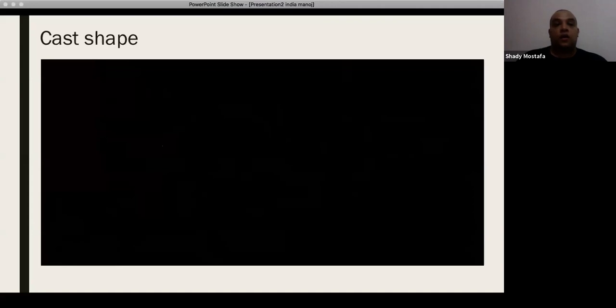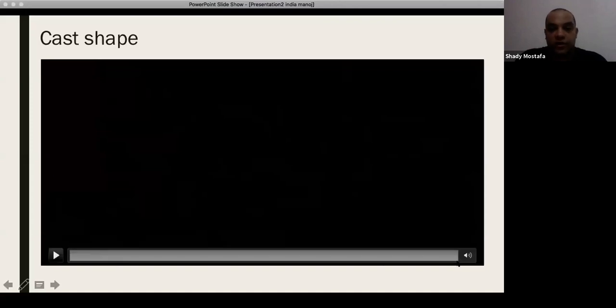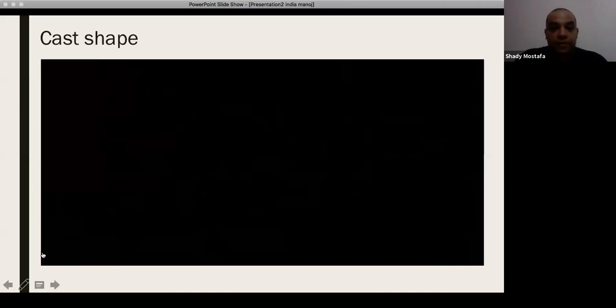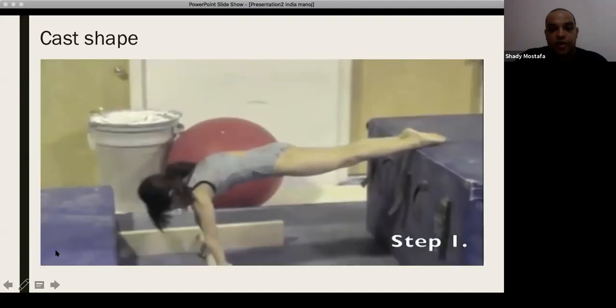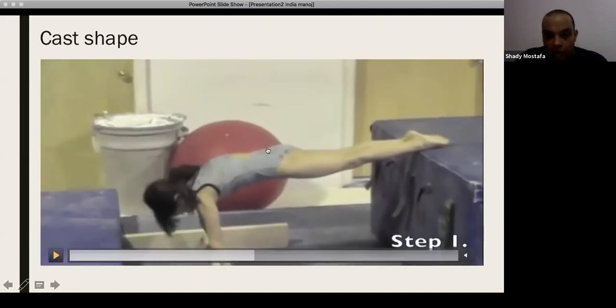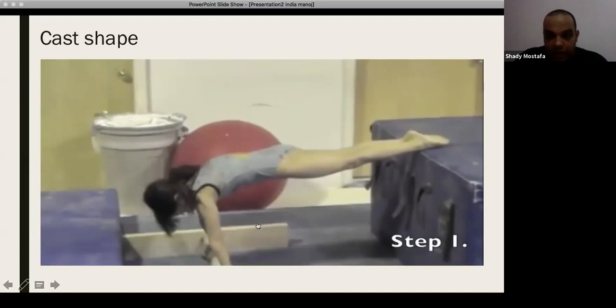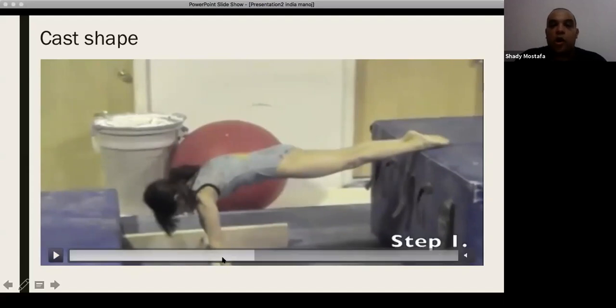Okay, now we're doing cast handstand. First, before we go to the cast handstand, we have to make sure that we understand the cast shape, okay? This is the cast shape. We have to have a hollow back, a straight, tight body, using the floor bar. This is the cast shape.